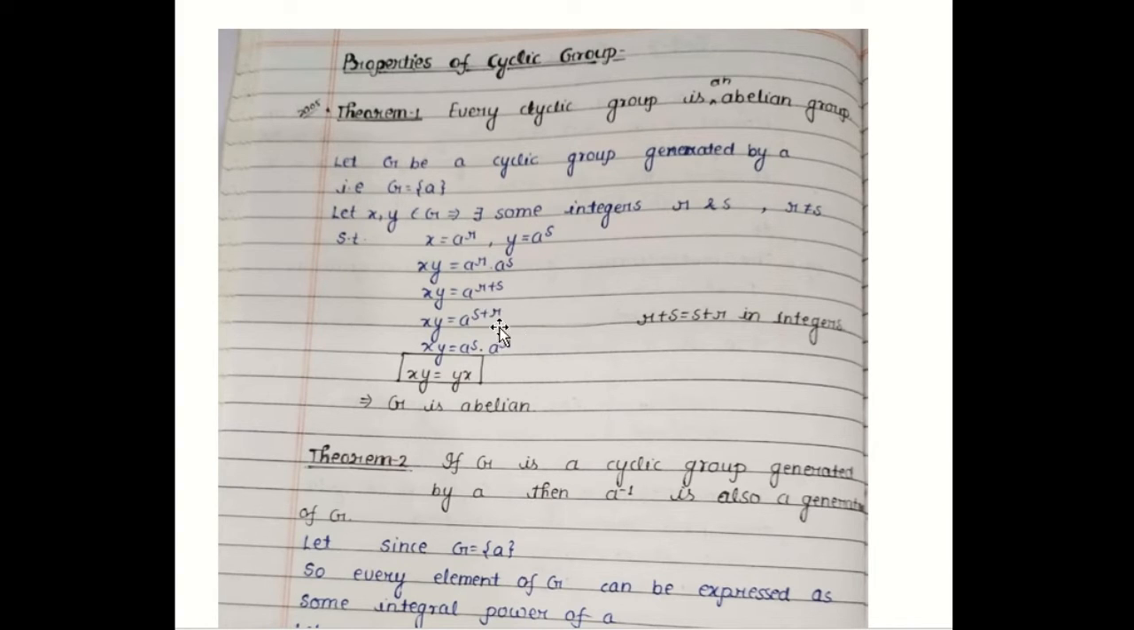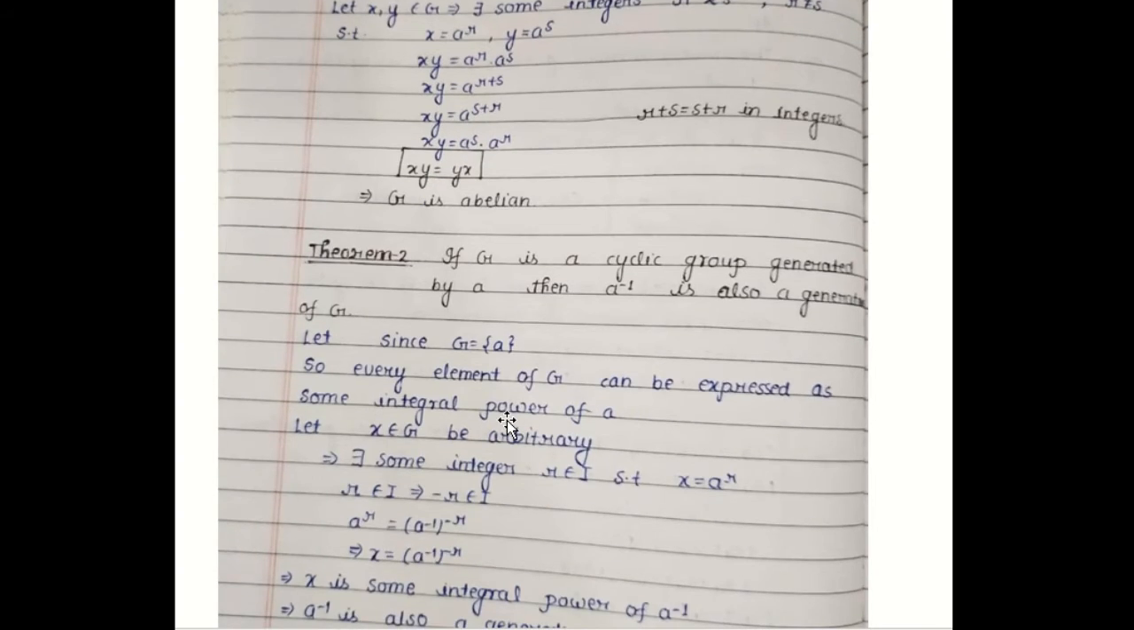So r plus s can be written as s plus r, and so this will be equal to a^s into a^r, and this is equal to yx. So we have, for every two elements x and y of G, xy equal to yx. So this implies the group is abelian.